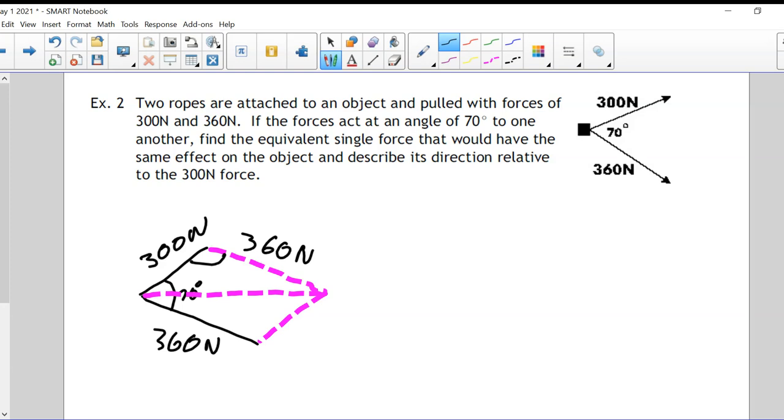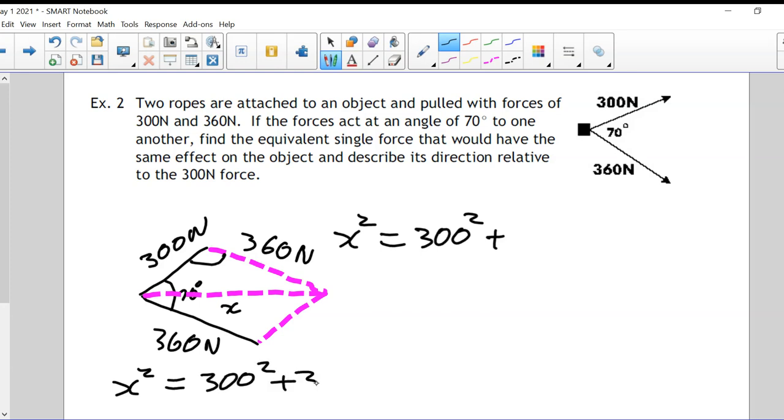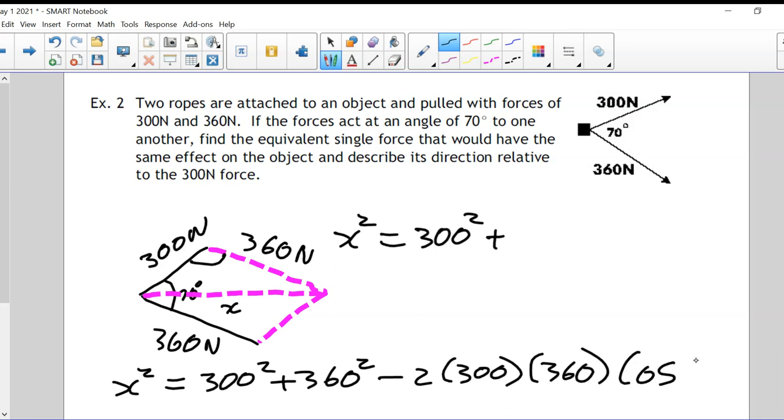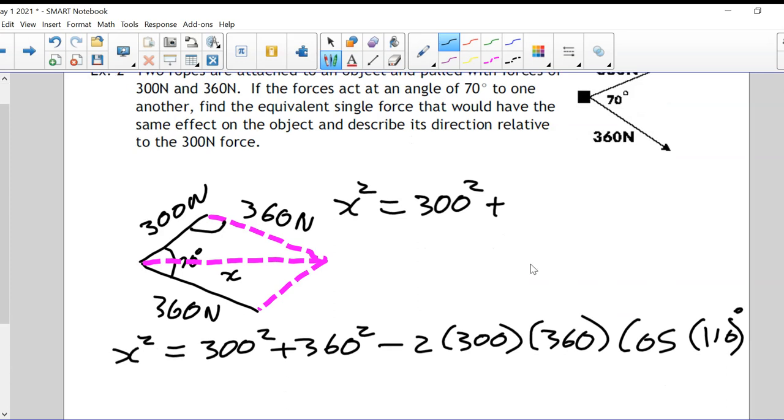So we're going to say, using the cosine law, that this force, let's call it x, that x squared is going to be equal to 300 squared plus 360 squared, minus 2 times 300 times 360. Get your calculators out in the meantime, please. The cosine of not 70, but 110 degrees, the supplement of the angle, okay? The cosine of 110 degrees.